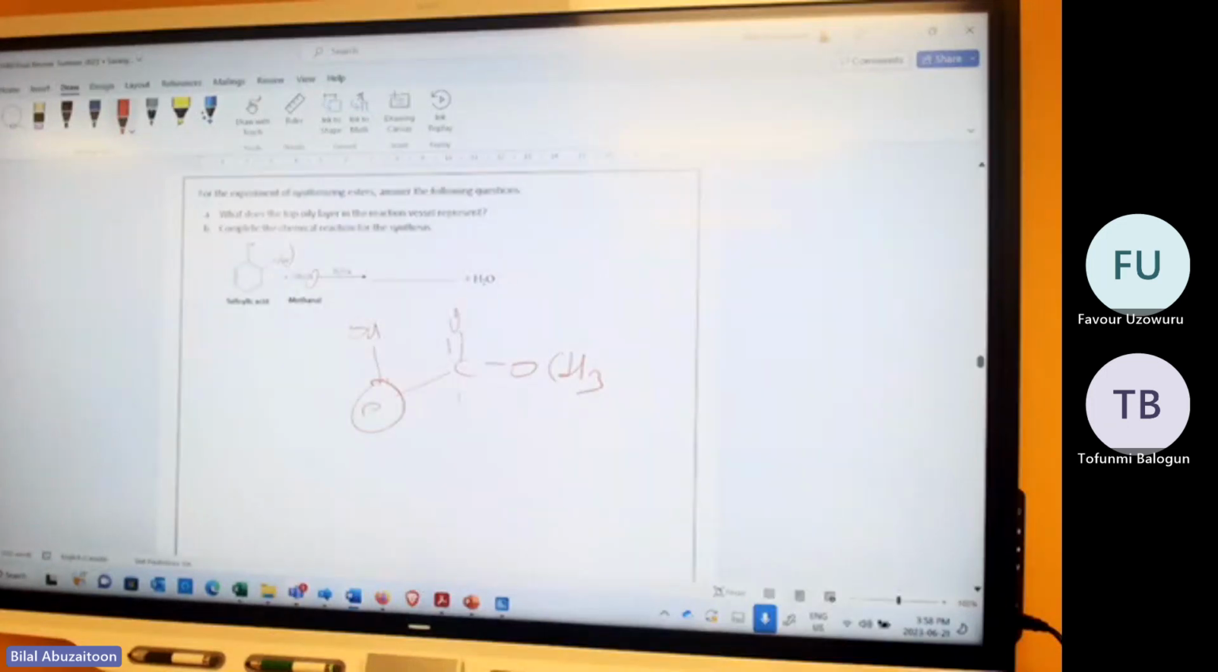Justification: this is one of the experiments that you wrote in that report. The top oily layer in the reaction will be the ester. It's the whole experiment about this, to synthesize the ester. Complete the chemical reaction. This is that.